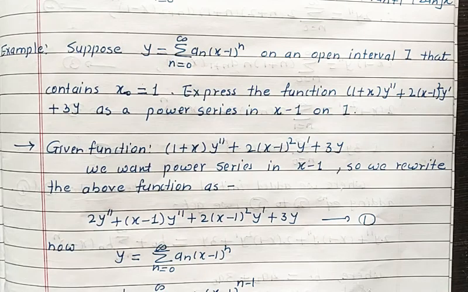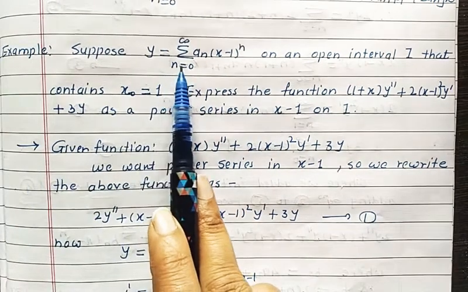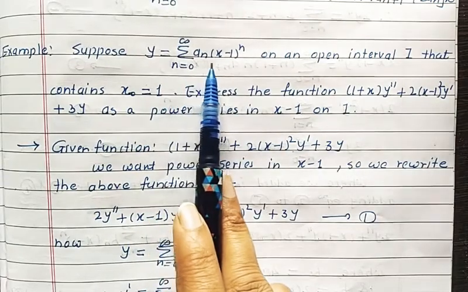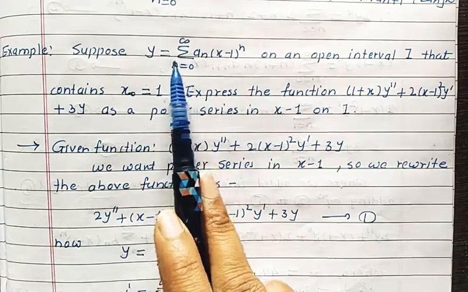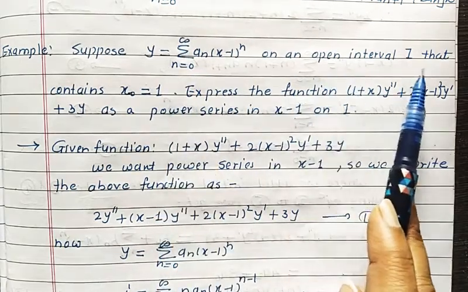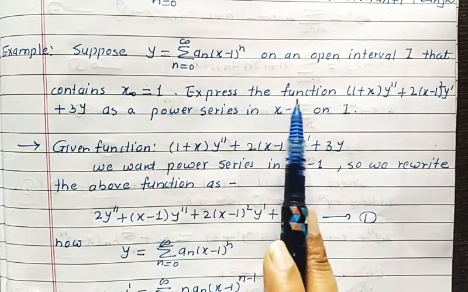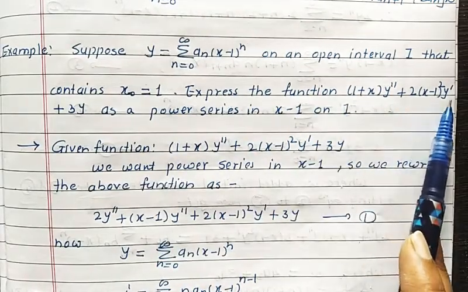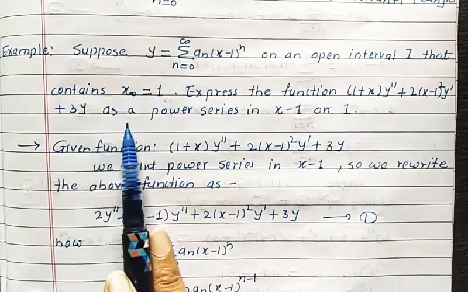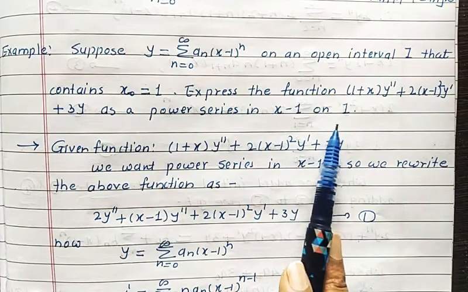Let us solve another example. Suppose y is equal to the series a n times x minus 1 raised to n, n varies from 0 to infinity, on an open interval I that contains x naught equal to 1. Express the function 1 plus x times y double dash plus 2 times x minus 1 squared times y dash plus 3y as a power series in x minus 1 on I.